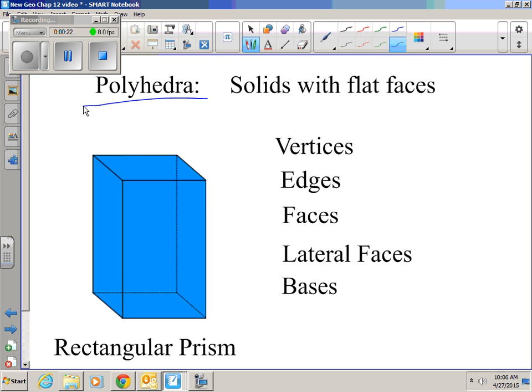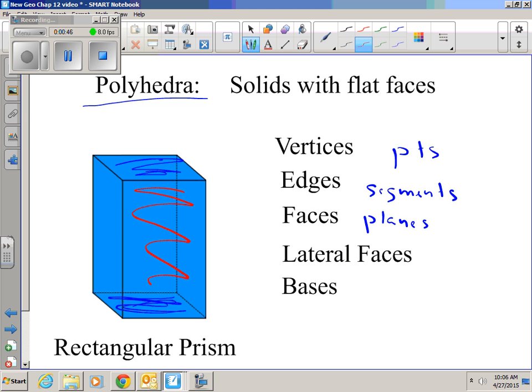A prism has vertices. These are points. The edges, these are line segments. And they have faces. These are planes. Okay? There are two types of faces. There are the bases, which are the top and the bottom of our prism, so here and here. And then our lateral faces. Our lateral faces are the sides. So in this case, if you can kind of picture, we have four different lateral faces.